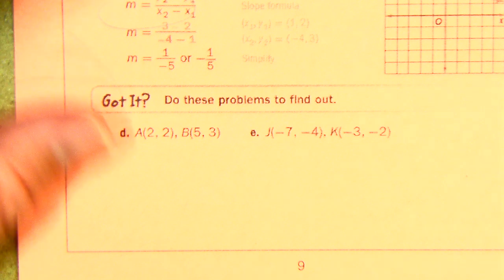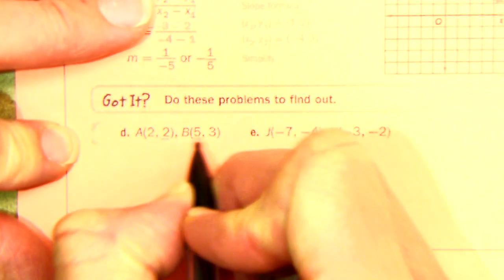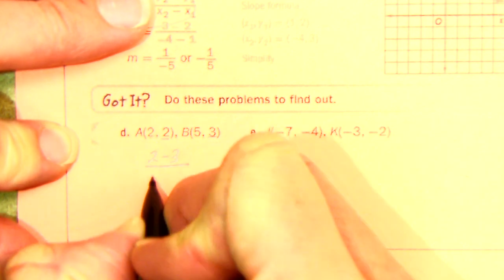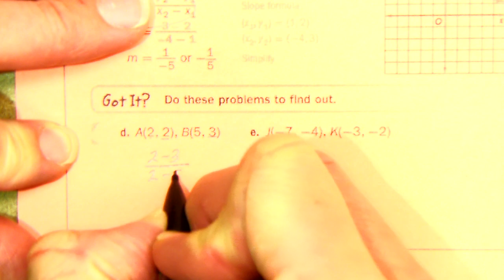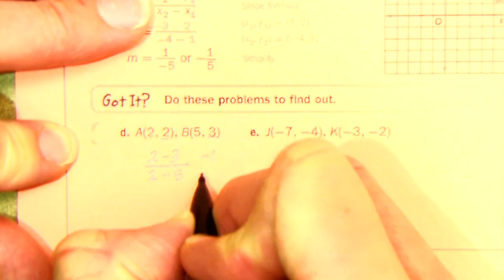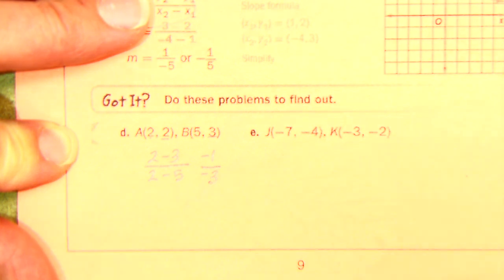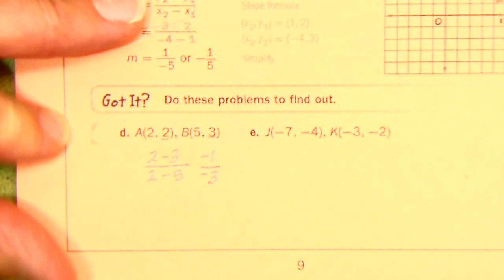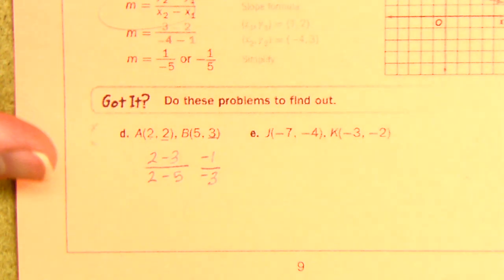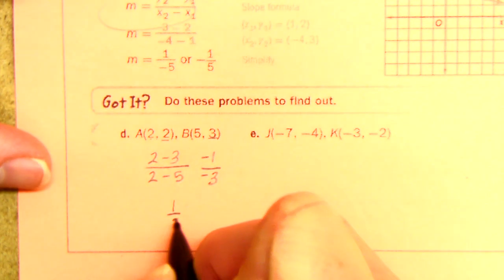Okay, so down here, let's use our slope formula. So in D, I'm just going to start with my first y. So 2 minus 3, and first x is 2 minus second x is 5. So I'm going to get a -1 over -3. Well, just like in multiplication and division, when we have a negative divided by a negative, the answer is going to be positive. So we get a positive 1/3.